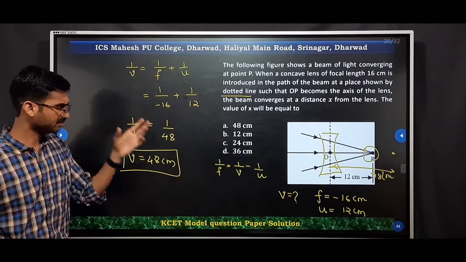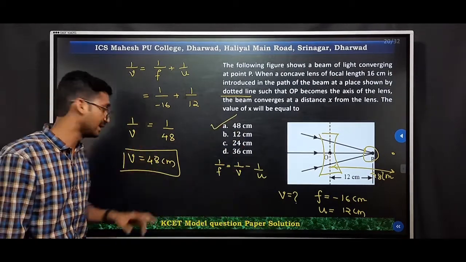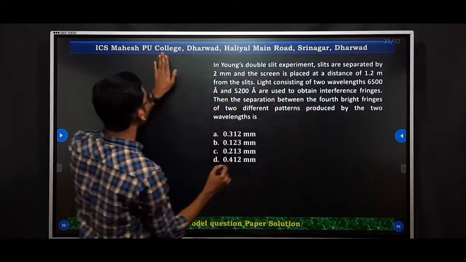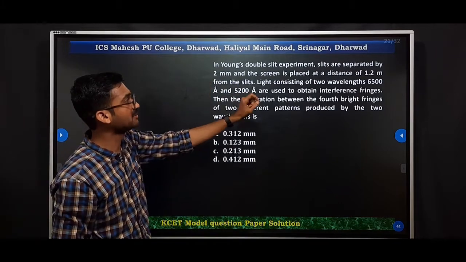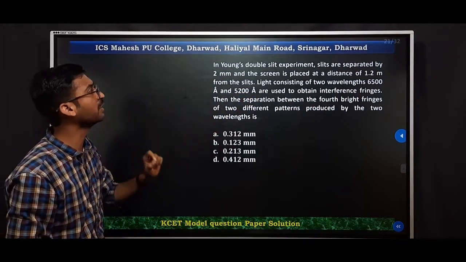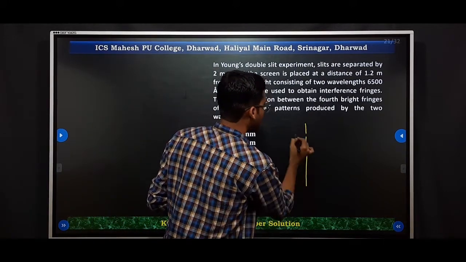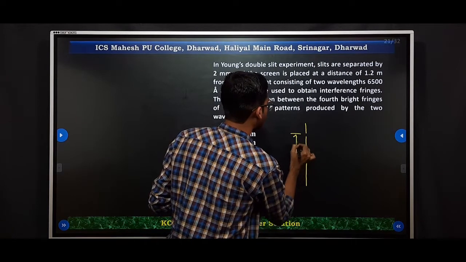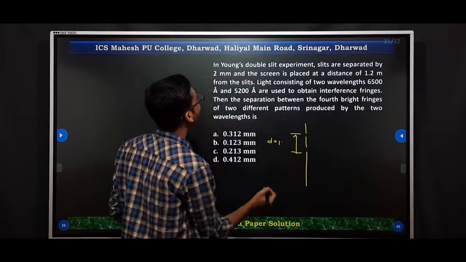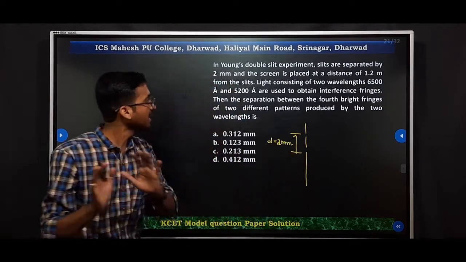Okay, therefore, for the given question, 48 centimeter is the right answer. Moving on to the next one: in Young's double slit experiment, the slits are separated by 2 mm. That is the YDS experiment. The slits are separated by how much? Sorry, how many meters? That is 2 mm. They are separated by 2 mm.